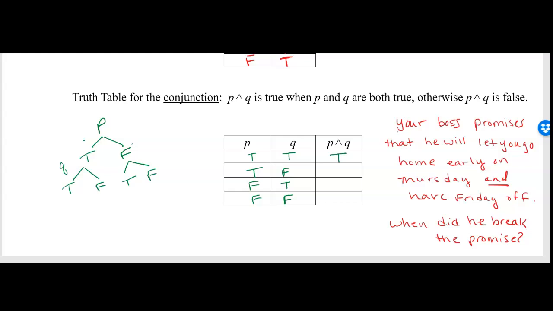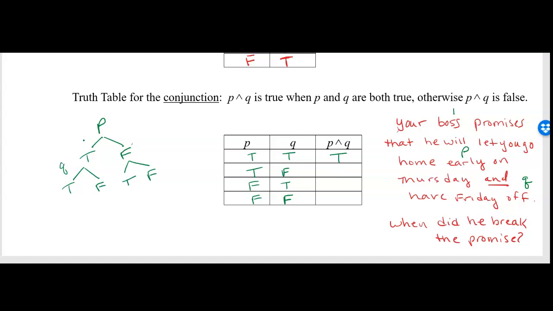Here, this is saying P did happen. It's true. But Q did not. Meaning your boss did let you go home early on Thursday, but he did not let you have Friday off. So he let you go home early on Thursday, but he did not give you Friday off. Did he break his promise? Yeah, he did. So P and Q would be considered false.